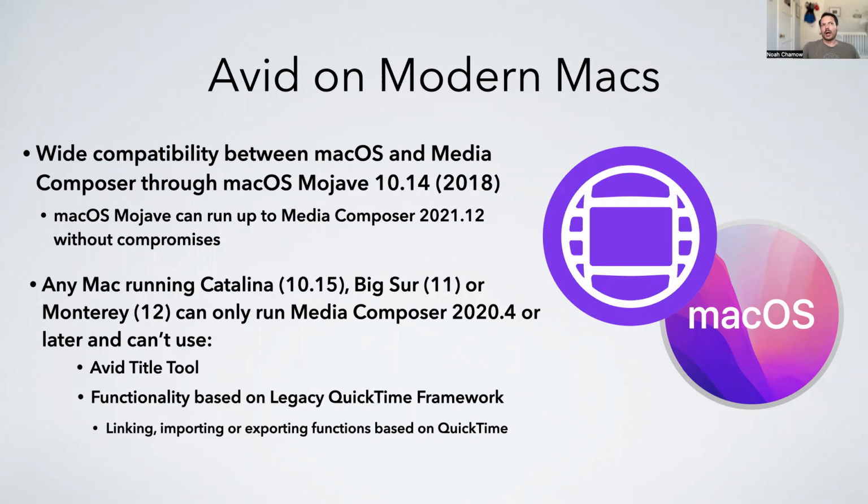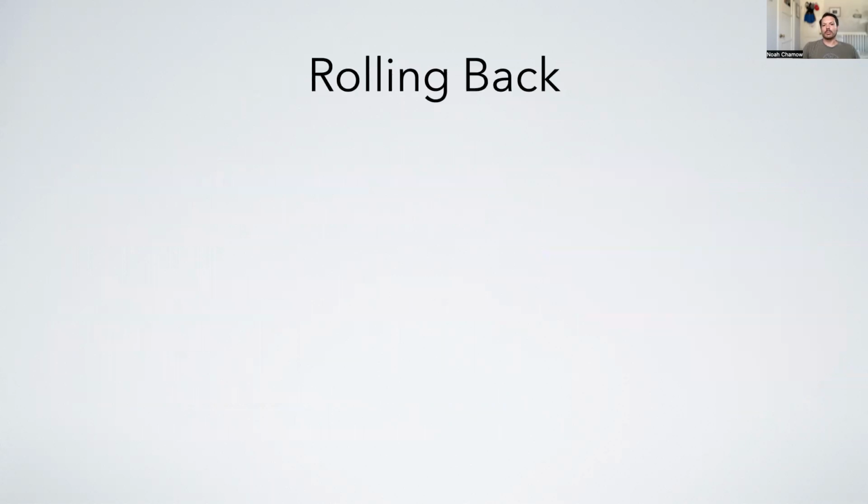So I want to keep QuickTime and I want to keep the title tool. So I'll just roll back my computer. I'll just install Mojave on my Mac. Okay, so let's talk about rolling back.